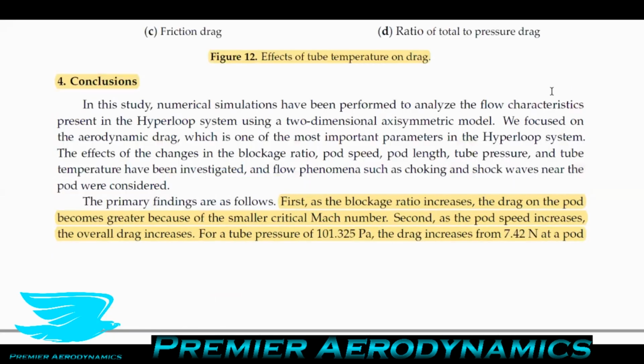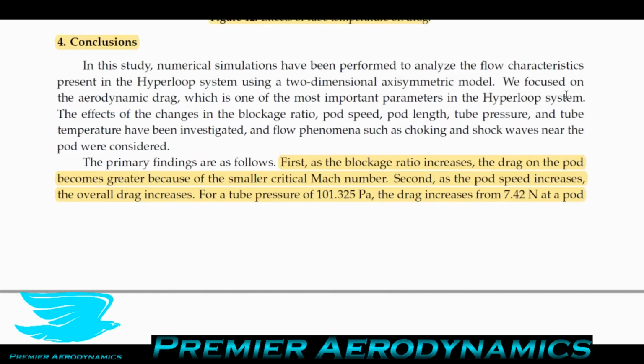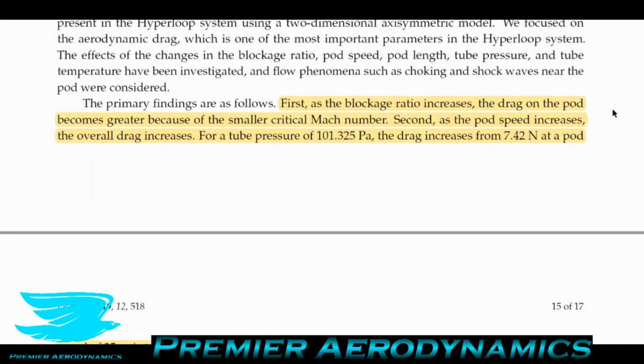Okay, so in conclusion, let's sum up both of these podcasts here. First, as the blockage ratio increases, so the Hyperloop pod takes up more of the tunnel area, the drag on the pod becomes greater because of the smaller critical Mach number, because the flows accelerate more to go around the pod, which means that it's going to be hitting sonic speeds at a lower pod velocity. Second, as the pod speed increases, the overall drag increases, which makes sense.